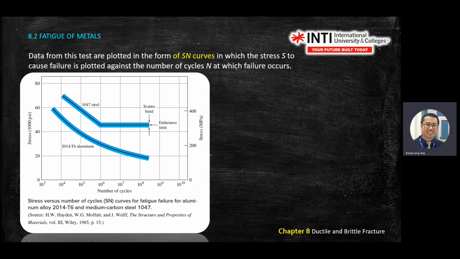So what does it mean? Let's say I pick this point. The number of cycles, 10 to the power of 4, is 10,000 cycles. If you move up, aluminium will fail at a stress of about 350. You go up, go left, go right. All right, it's about 350, it fails already.